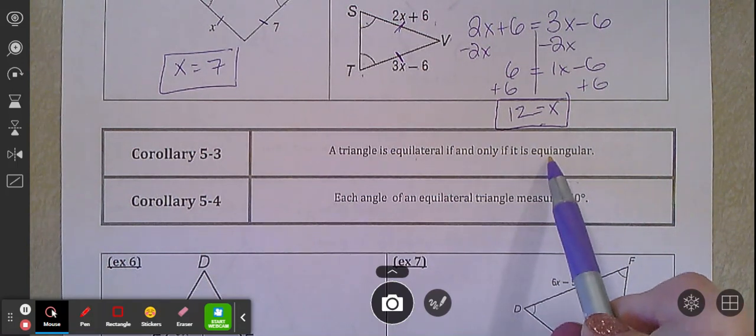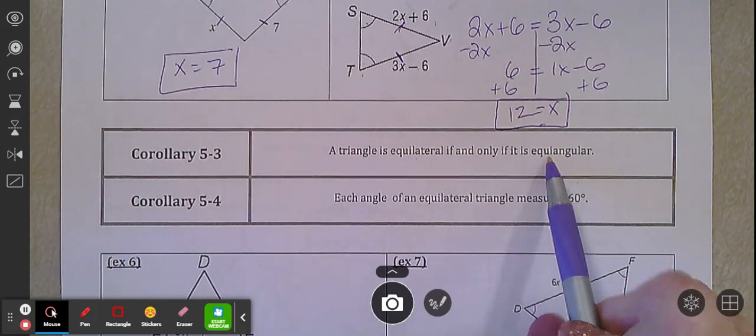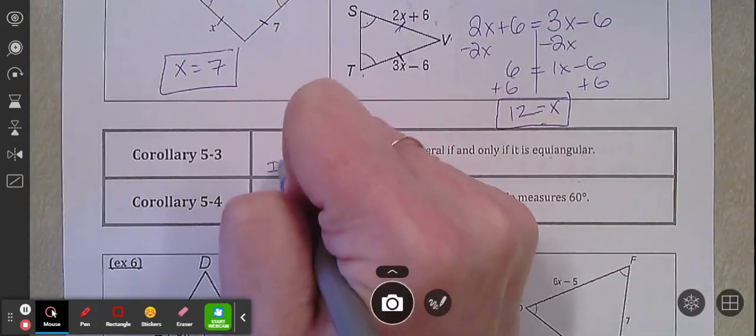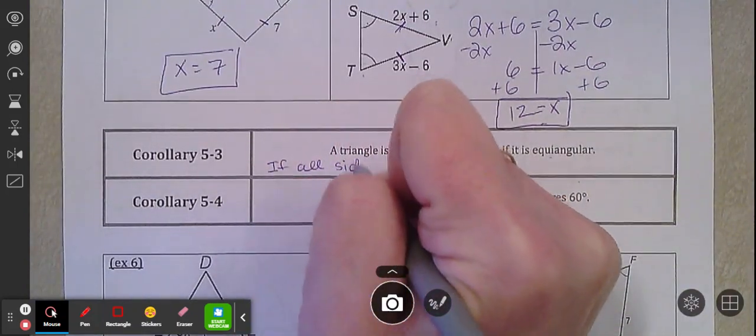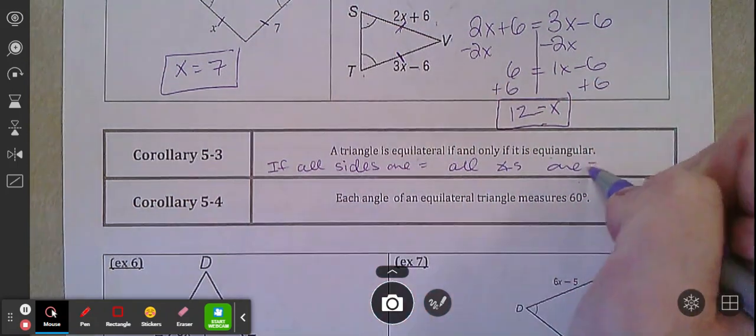We've talked about that. So basically, if all the angles are the same, all the sides are the same, and vice versa. If all the sides are the same, all the angles are the same. If you want to write that in regular language, you can. So if all sides are equal, all angles are equal.